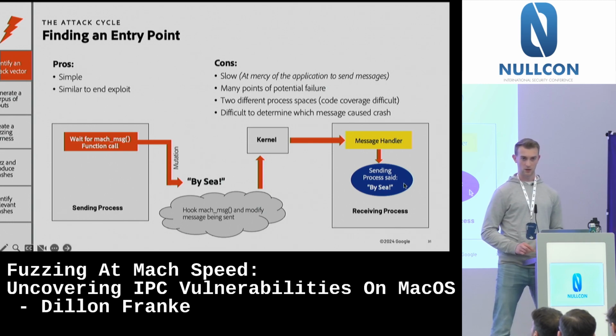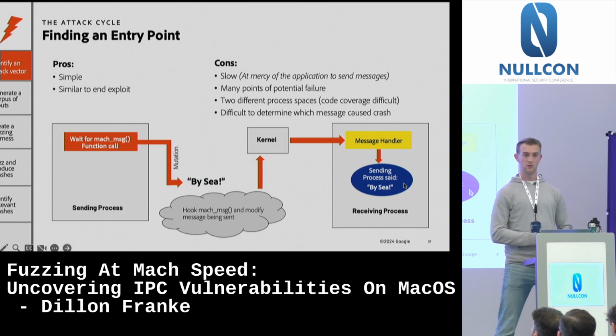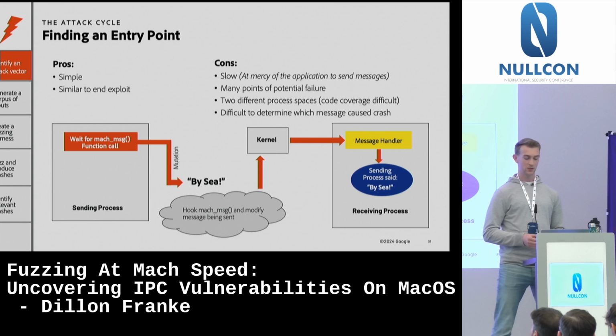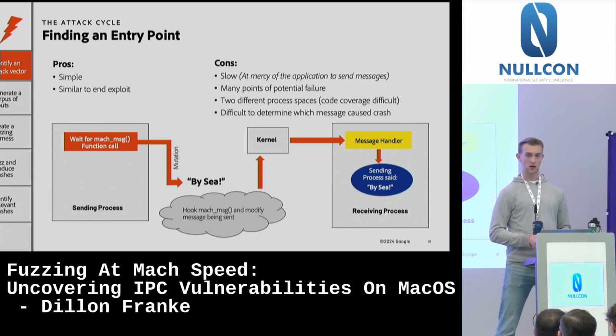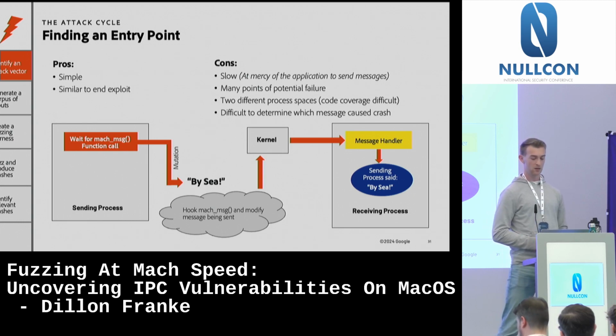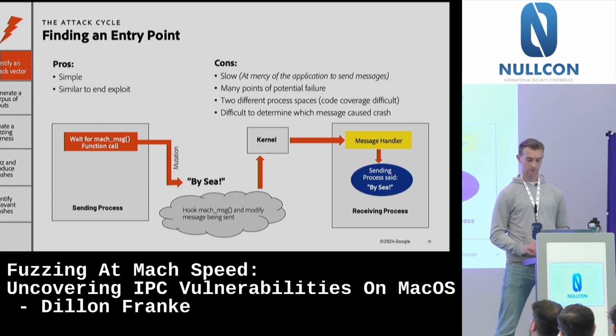There are some significant cons, though, in that it's very slow. You're at the mercy of applications that you hook onto to send those messages, which there are a lot occurring, but it's not going to be nearly as fast as if you write a fuzzer to send them yourself. There's also many points of potential failure. There's 2 different process spaces that you're dealing with because we are looking at IPC mechanisms, and that makes code coverage difficult, which we'll talk about in a little bit here. And it can be difficult to determine which message actually caused the crash.